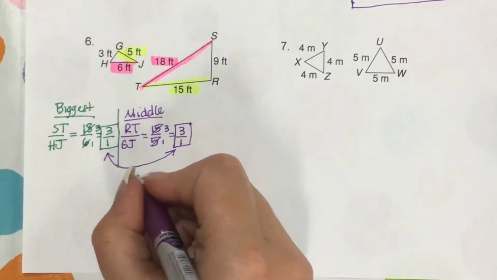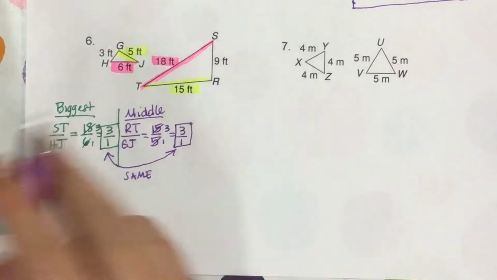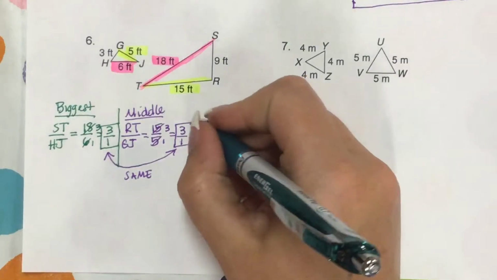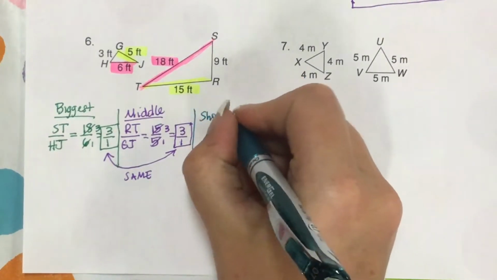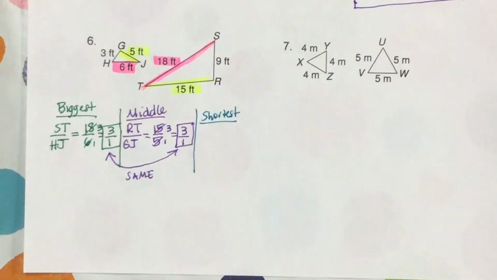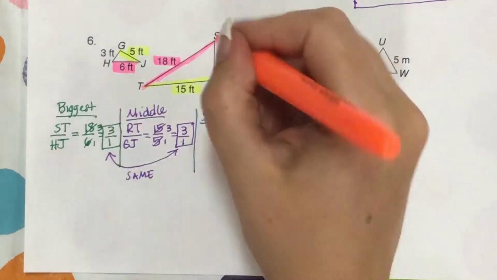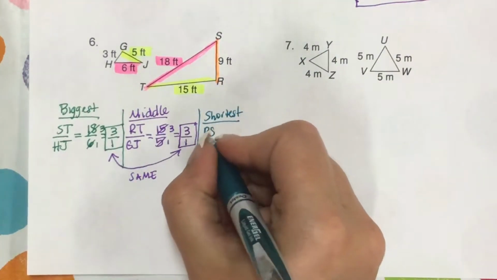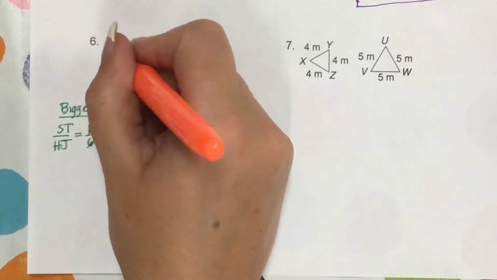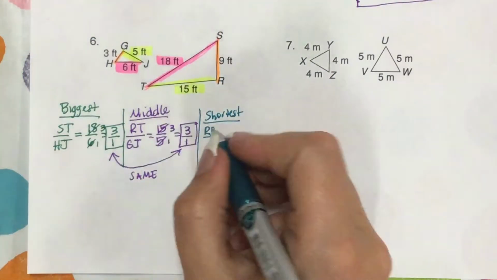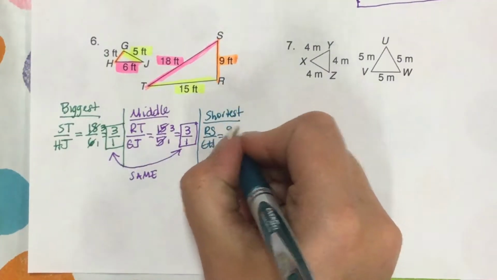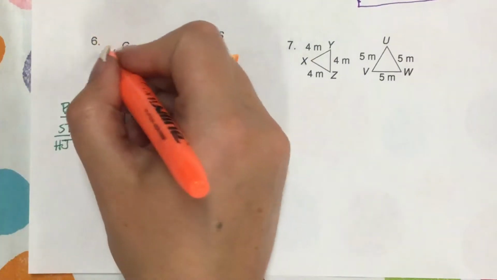So we're going to keep going. They have the same ratio, so they could be similar, but we have to look at the shortest side. Okay, so let's look at the shortest side. All right, where are you at, shortest side? Okay, remember we got to do the big triangle on top. So this is the shortest side, RS, over the shortest side over here is GH. Then we fill in the numbers. RS is 9 over GH is 3.